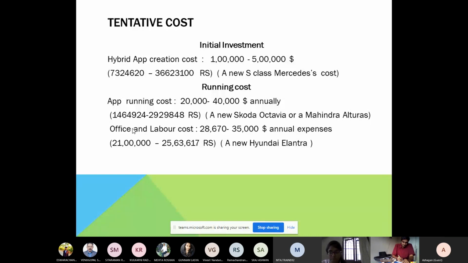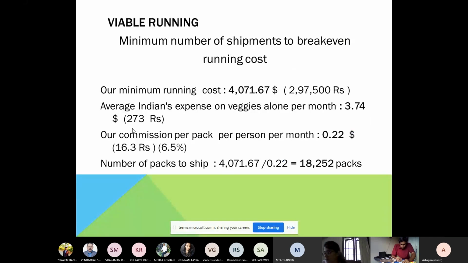So these are quite high numbers. Honestly, give these numbers to a middle class person, he'll say it is quite high. So this is how we propose a viable running. Here e-commerce alone we have focused on, without even considering advertisement. This is our analysis for basic viable running. Minimum just to break even, we have to do this. Our minimum running cost is around $4,071, which is around 2,97,000 for every month. And an average Indian spends around 273 rupees on his or her vegetable bill every month.